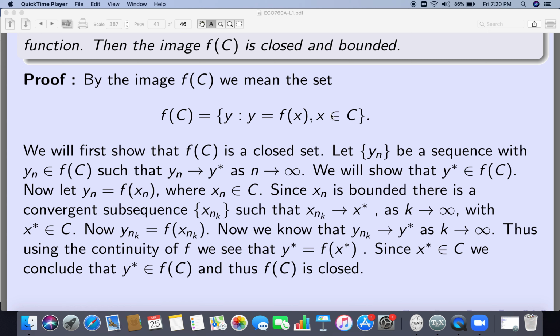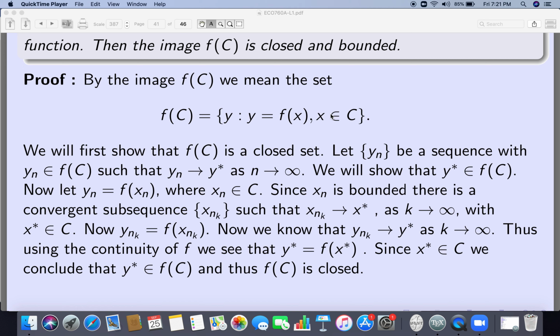But y_{n_k} being a subsequence of y_n, and since y_n goes to y star, I know that y_{n_k} also goes to y star. So what I get by the continuity of f is the limit as k tends to infinity of f(x_{n_k}) equal to f(x star). So y star equals f(x star) if I run the limit as k tends to infinity on both sides. We have just spoken about the notion of continuity and its sequential definition, that for any sequence x_n converging to x star, f(x_n) converges to f(x star).